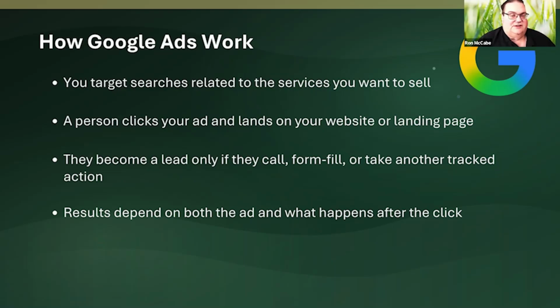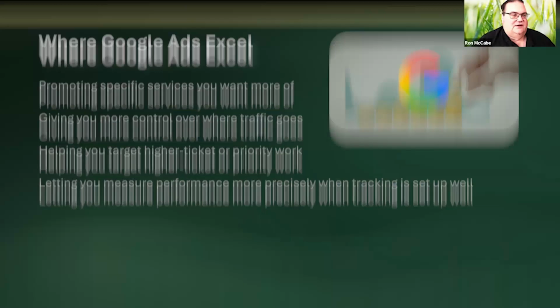And essentially, it only becomes a lead if they call or fill out a form or take another tracked action. Results depend on both the ad and what happens after somebody clicks on the ad. So there's a lot more opportunity for conversion rate optimization, which is where you can optimize your landing page and your ad group to get a better conversion rate and a lower cost per lead.